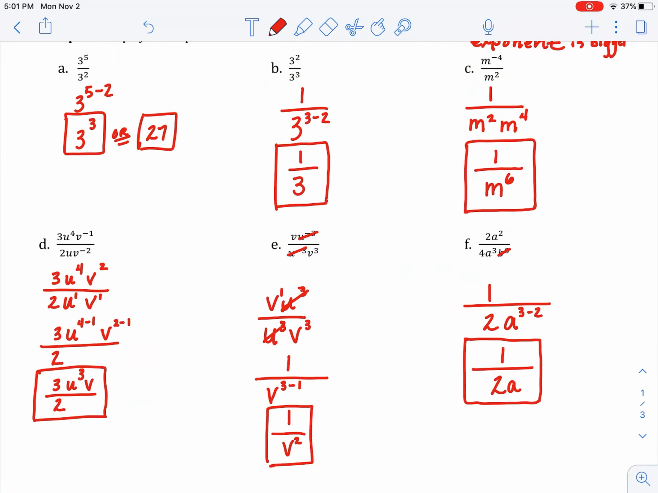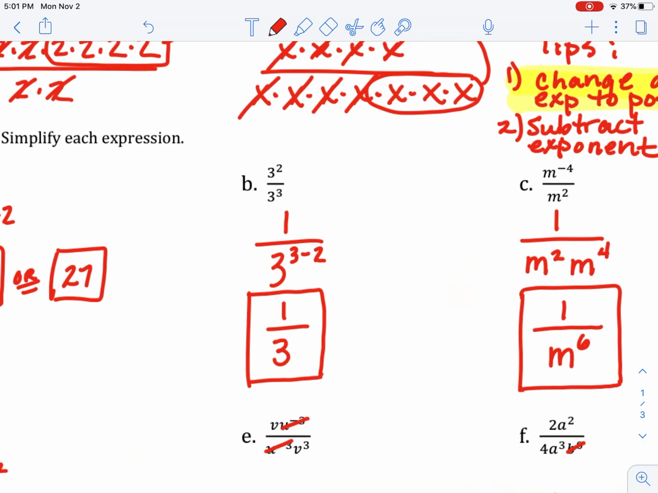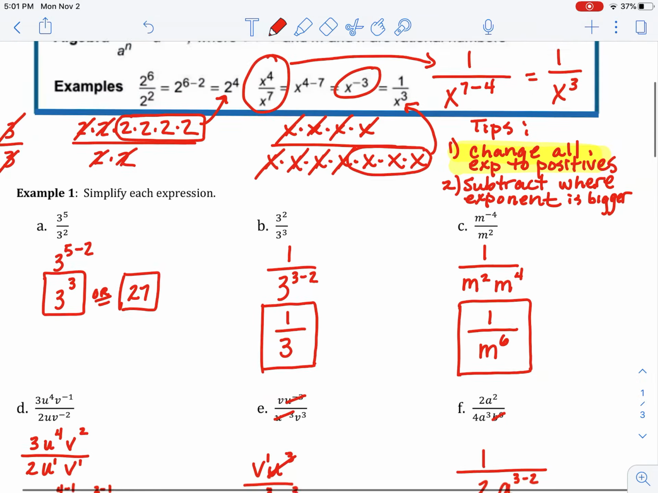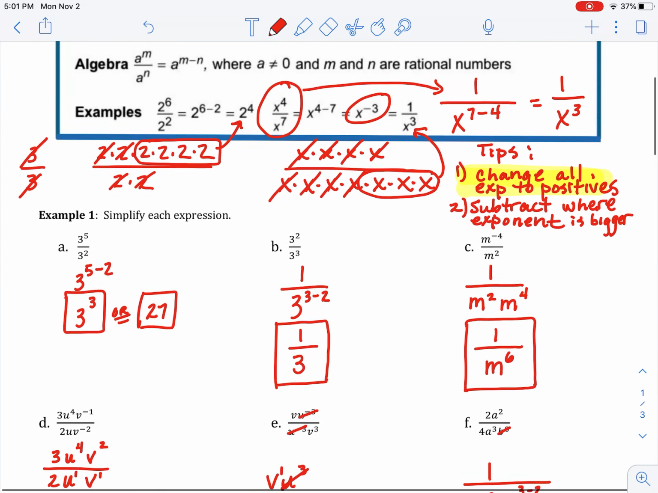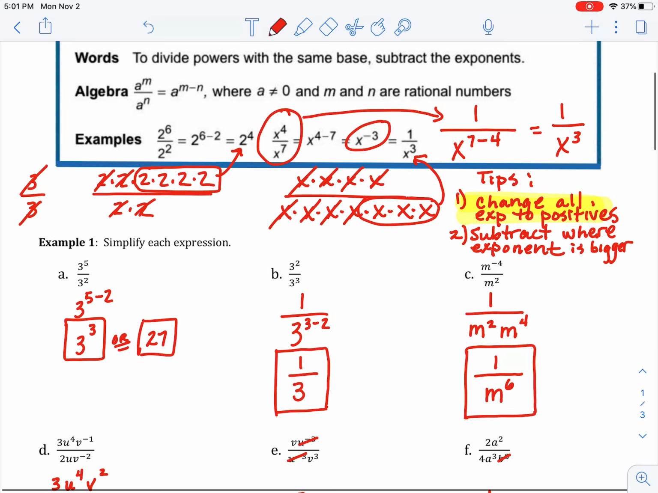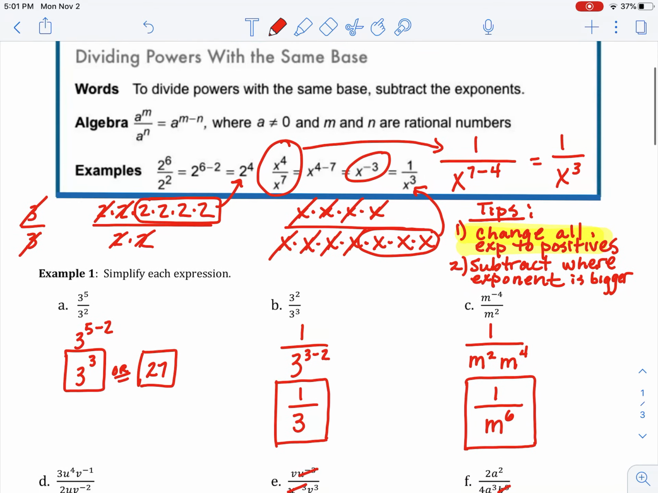All right, so if you have a quotient, and you know you have a quotient because of a fraction bar, right? That fraction bar means you're dividing. That's a quotient. Fractions are the same as division. Then you want to subtract the exponents, and I like to do it wherever the exponent is bigger. And I think a good rule of thumb is to change all your exponents to positives at the beginning of a problem, and then to subtract where the exponent's bigger. All right, so that's our first rule. What do we do when we divide powers with the same base?